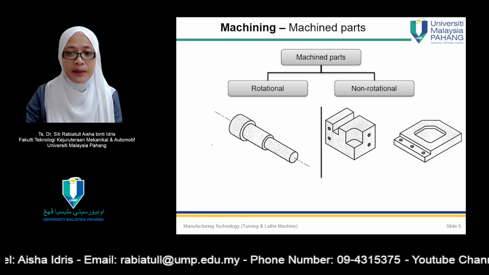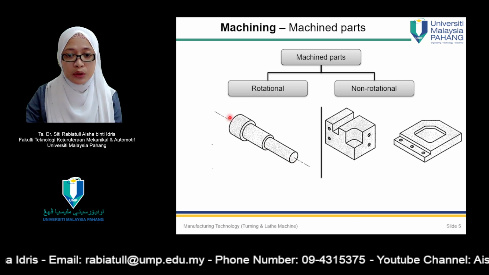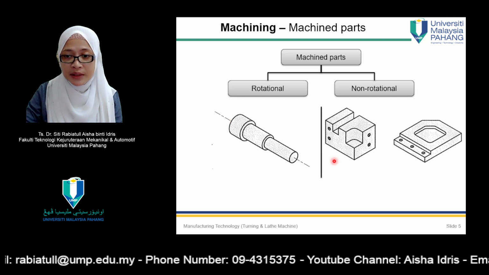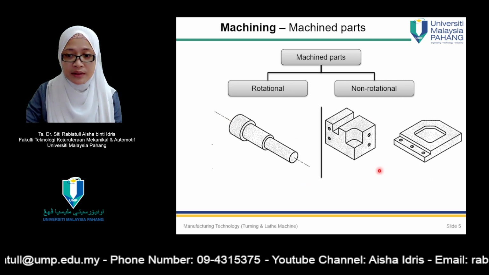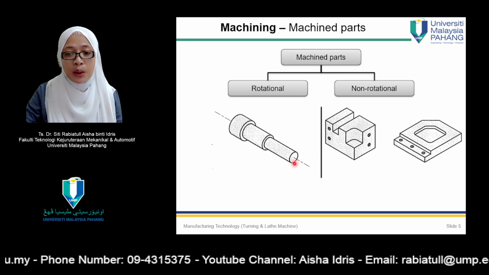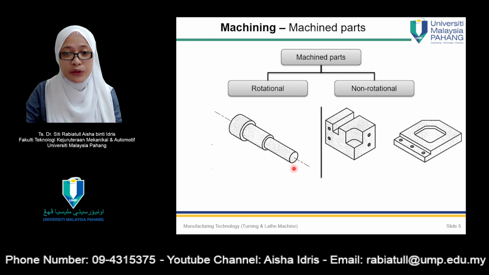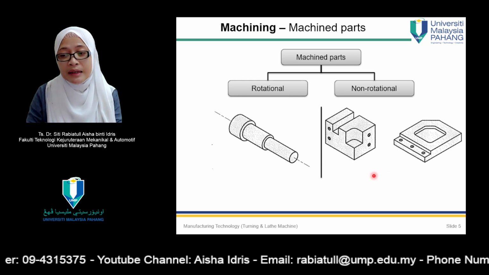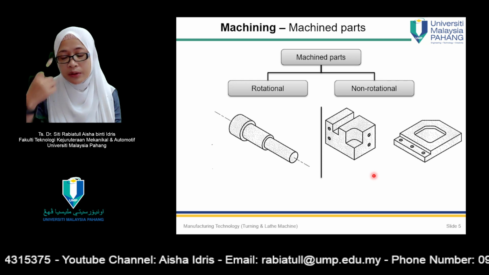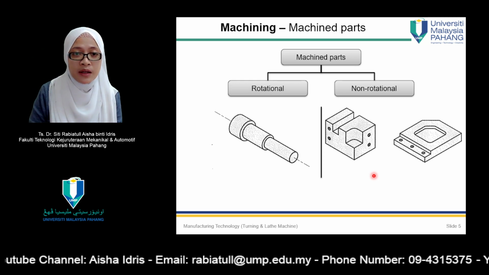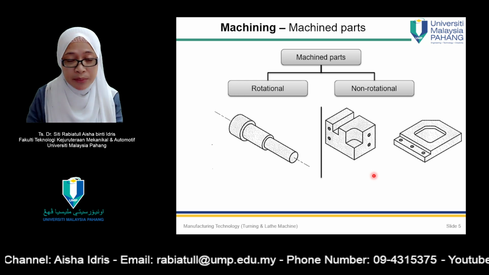So these are the parts that have gone through a rotational process, and this one is non-rotational. You can see the difference, because normally for rotational, the part is in a cylindrical shape, as compared to non-rotational, which is normally rectangular or non-circular in shape.